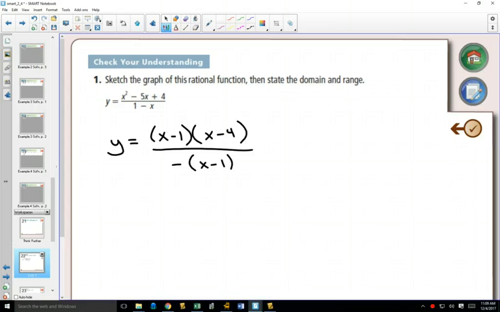The reason that's important is because now these will simplify, and it will leave our equation, once it's simplified, as x minus 4 over negative 1. Is everybody okay that x minus 4 over negative 1 is the same as negative x plus 4?